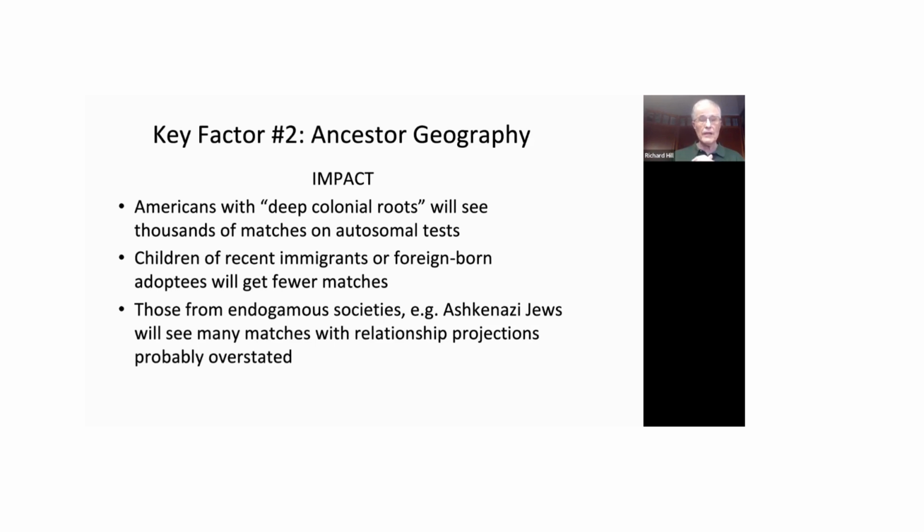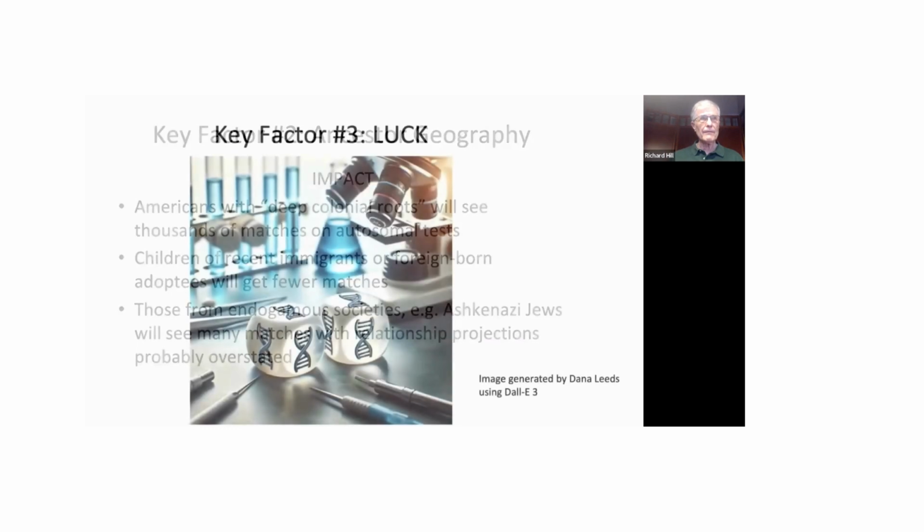Ashkenazi Jews are a primary example. They're going to see many matches, and the relationship projections are probably overstated. And that's because after marrying for thousands of years into a tight-knit small group, everybody's related to everybody. There's a lot of commonality in your ancestors. The bride and groom probably have a lot of the same ancestors. So that's why that really messes that up, and it's a lot more challenging for them.